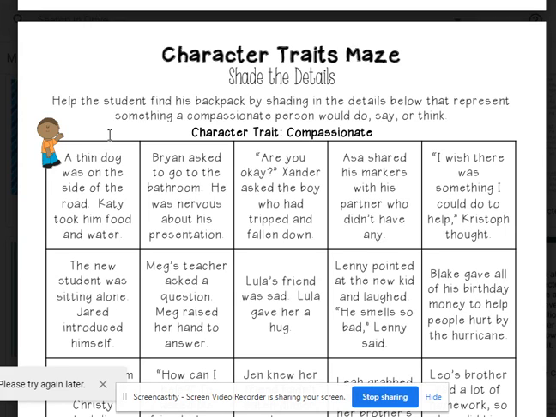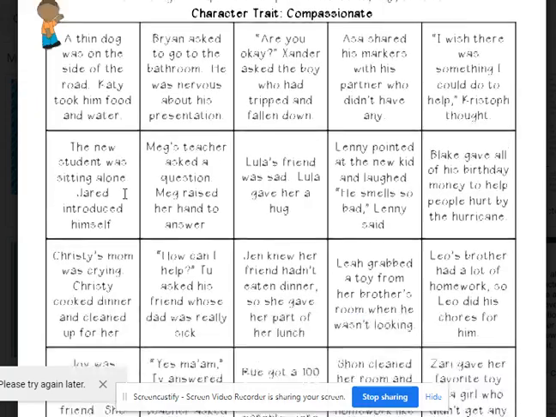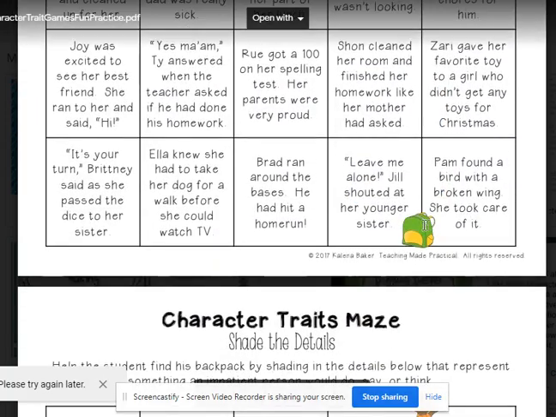Let's read the directions. Help the student find his backpack by shading in the details below that represent something a compassionate person would do, say, or think. Okay, so this is your evidence. So here's the boy, and he has to go all the way down to his backpack.